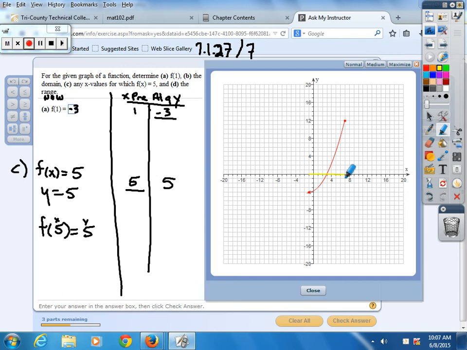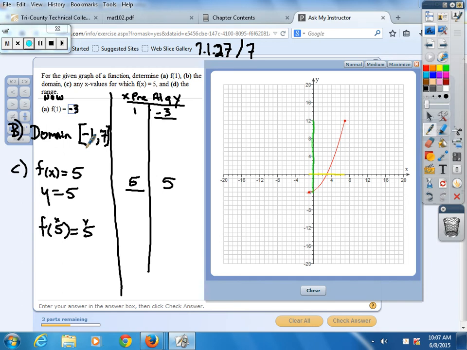Your domain is your x, and your range is what? Y. Your y is going to go from here to there. So domain, that's B, is from -1 to 7. And you use brackets on both because that's a solid circle. And that's a solid circle, so that means you can use 7 in the equation. The -1, that's a solid circle.